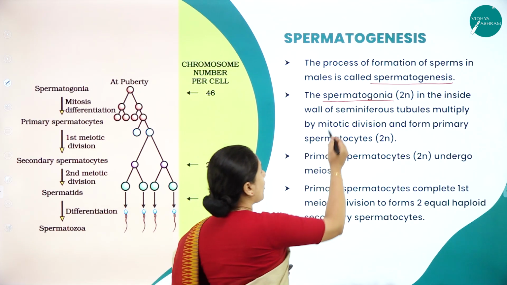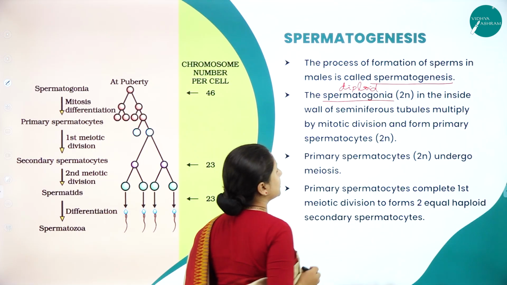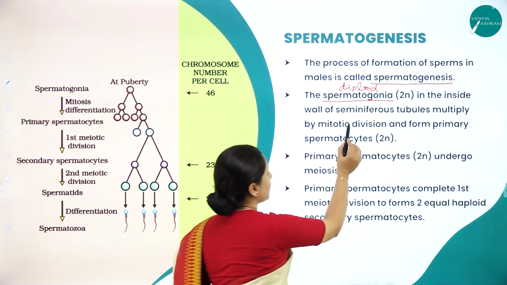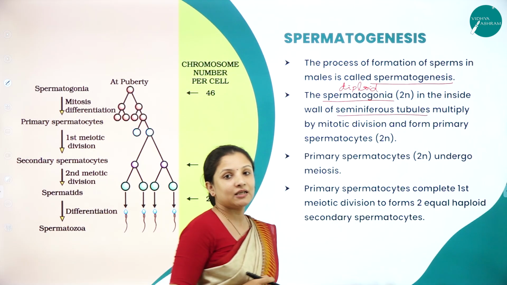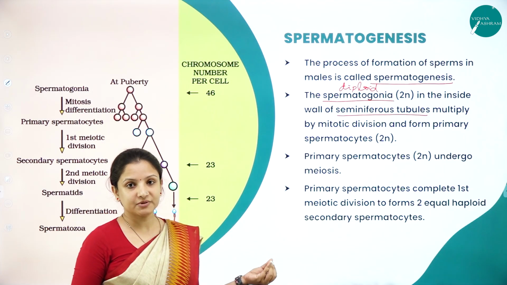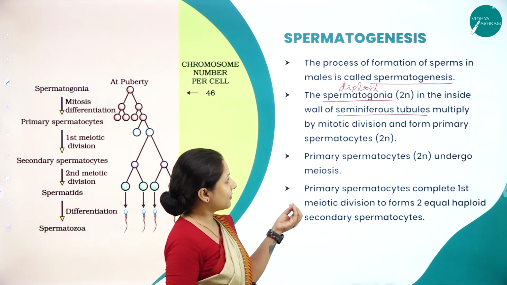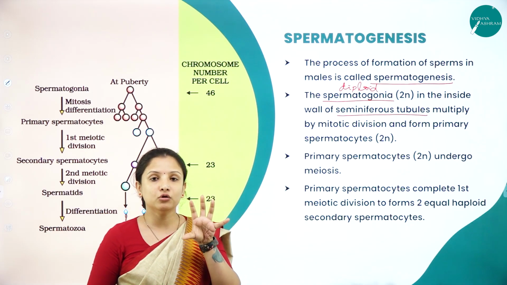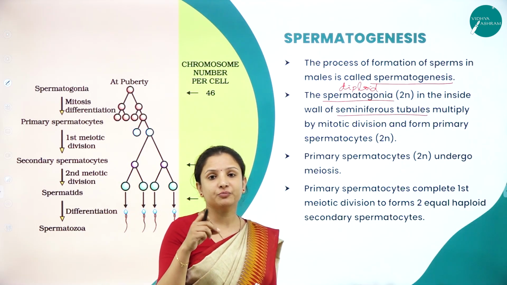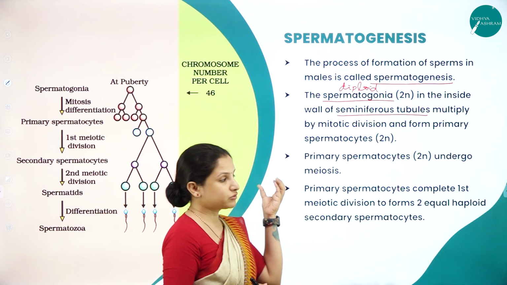And they are diploid in nature, meaning they have a complete set of chromosomes in them. They are diploid in nature and they are present where? Inside the seminiferous tubules. We had seen a lot of male germ cells or spermatogonia inside the seminiferous tubules. Seminiferous tubules are highly coiled structures inside which a lot of spermatogonia cells will be present.